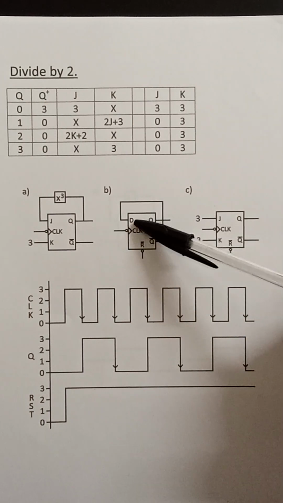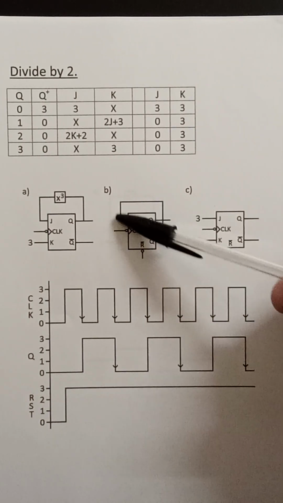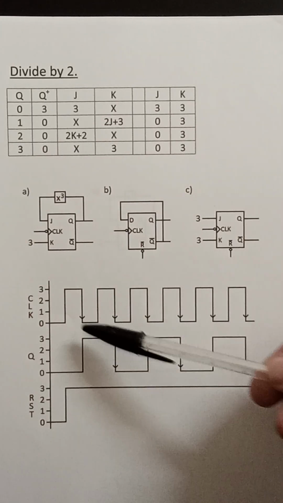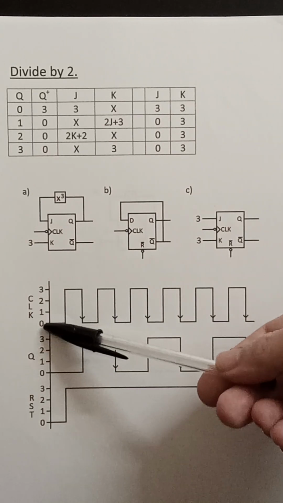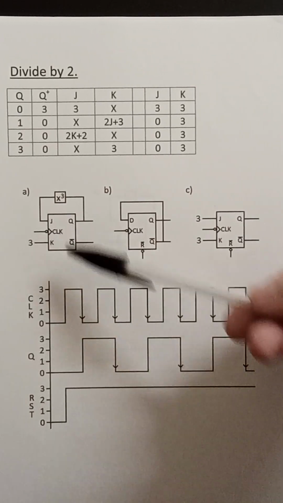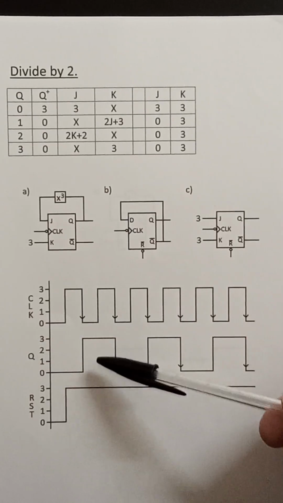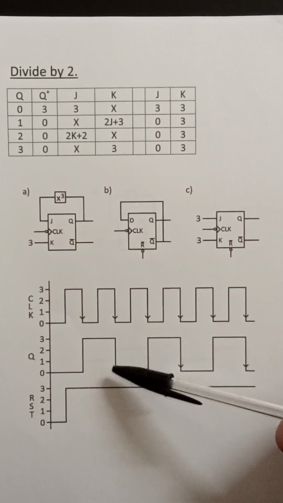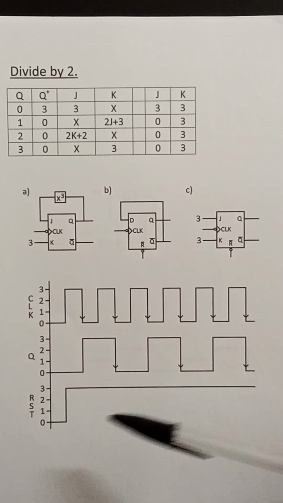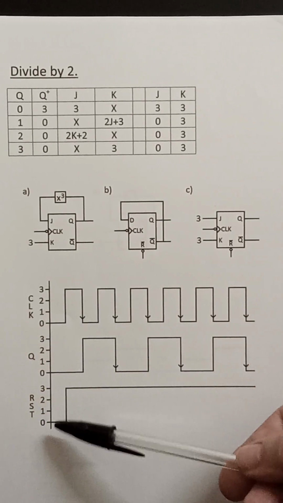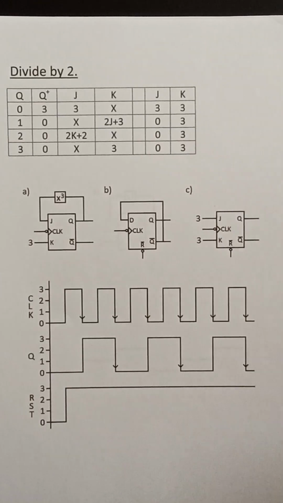So circuit B uses a D flip-flop and ties D to Q bar, and a JK flip-flop where both J and K are equal to 3. So here's the timing diagram. The clock alternates between a 0 and a 3, providing a negative edge for the clock between a quaternary logic 1 and 0. Every 2 clock pulses you get a change of 1 clock pulse from the output Q. And I've provided a momentary reset here, so it resets Q to 0. Right, that's a divide by 2.